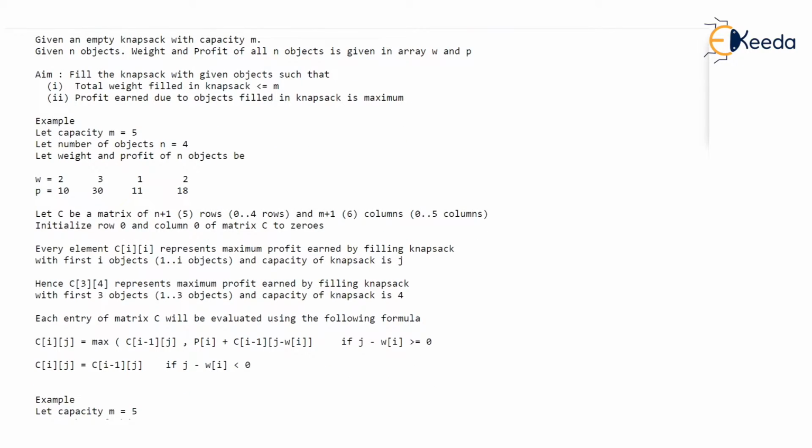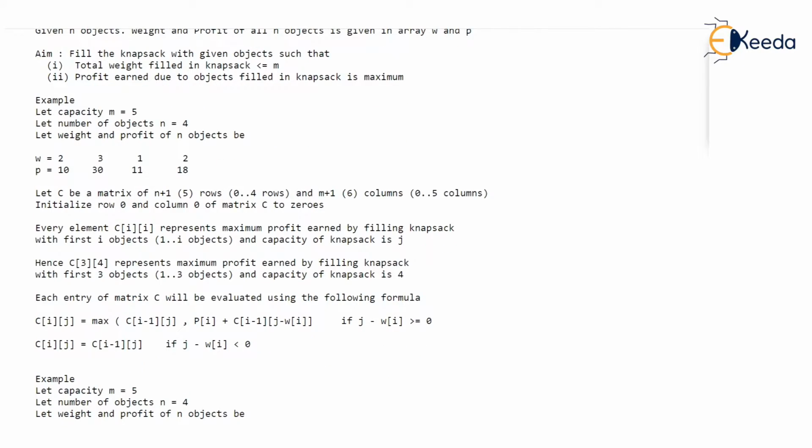The formula for filling the matrix is as written over here. If the condition j minus wi, where w means weight of the ith object, is greater than or equal to 0, then the first formula is applicable. But if j minus wi is less than 0, as you see here, then the second formula is applicable.